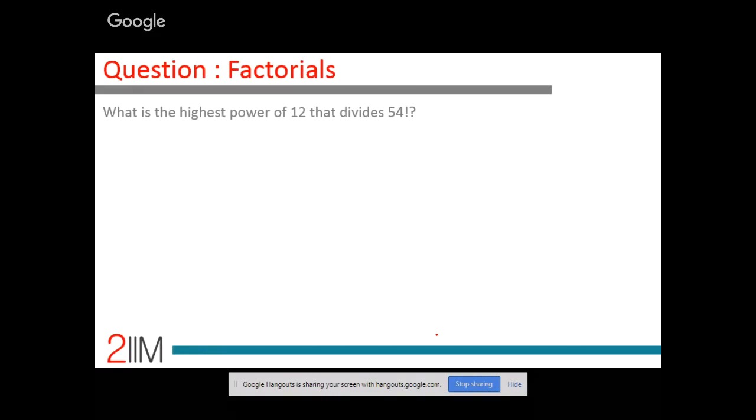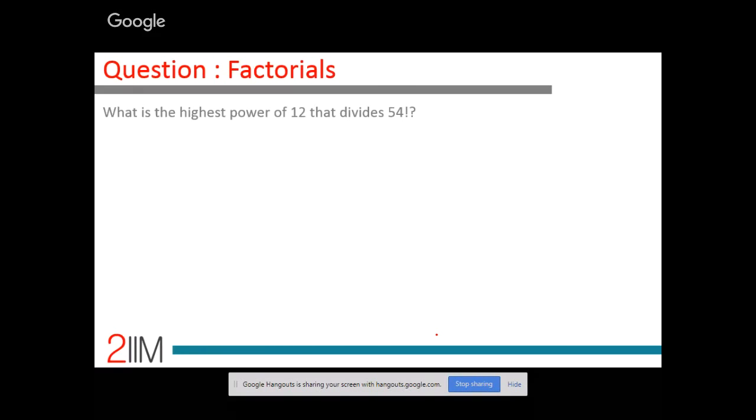So for the question, what is the highest power of 11 that divides 54 factorial? 11, 22, 33, 44. Four 11s come there. 11 power 4, you're done. Fine, but 12 is not prime. 12 is a combination of primes, and so it's 2 square into 3.